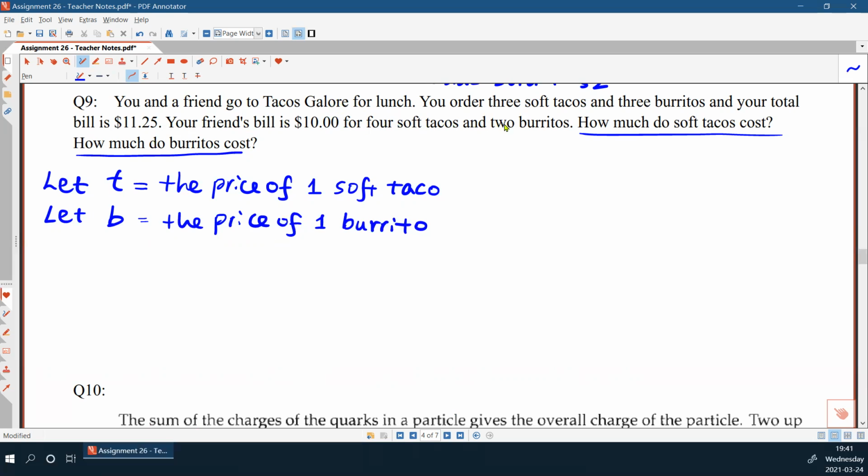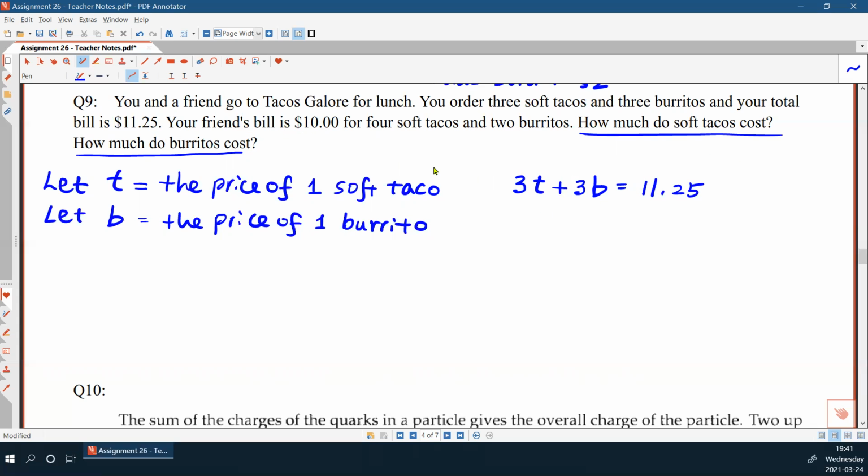First information is if I order 3 soft tacos and 3 burritos, total price would be 11.25, right? So that means 3 soft tacos, 3T, plus 3 burritos, which is 3B. This is a total price, right? Total price is 11.25. Okay, so this is the first information.